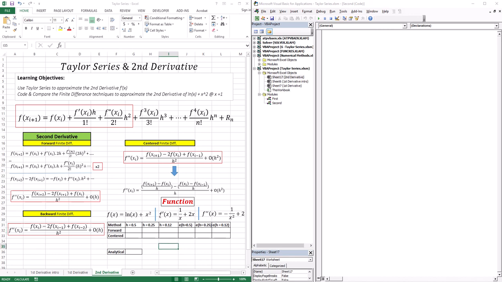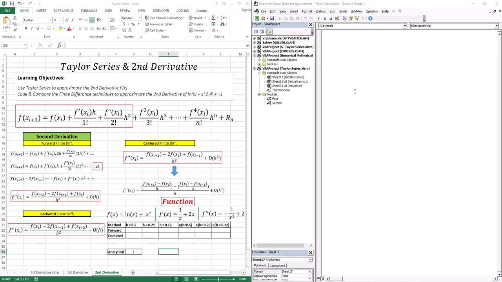The first thing I want to do, this is the first derivative that we calculated in the previous lesson. Now, if I go a step further and still apply the power rule, the second derivative is -1 divided by x squared, plus 2. So if I'm interested in the second derivative at x equal 1, well, 1 divided by 1, so this is going to be -1 plus 2. So basically my analytical value that I will be comparing everything to is 1. My second derivative at x equal 1 is 1.